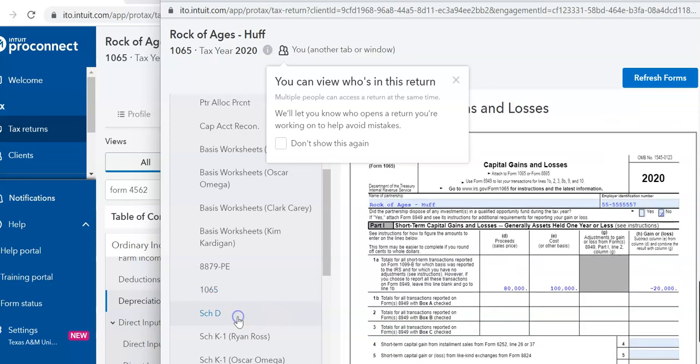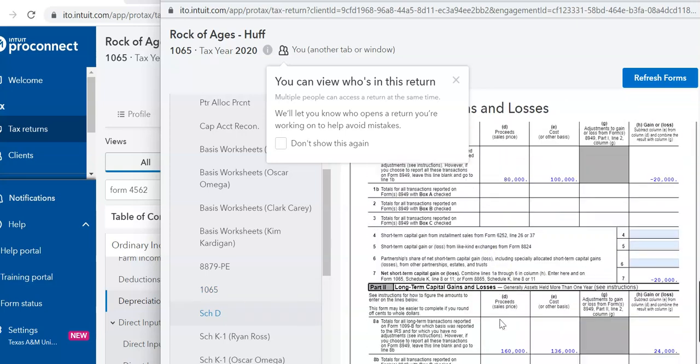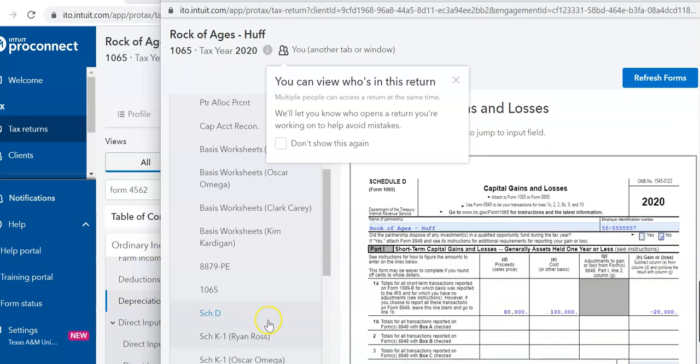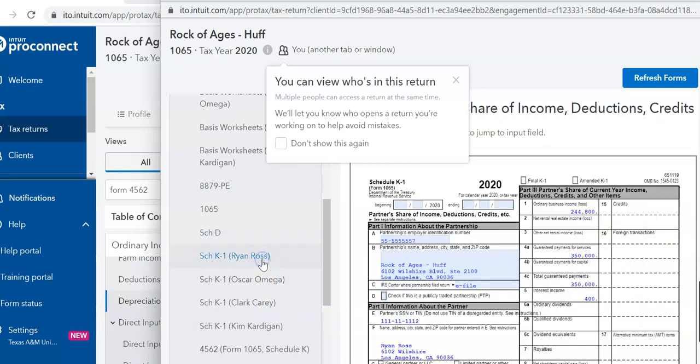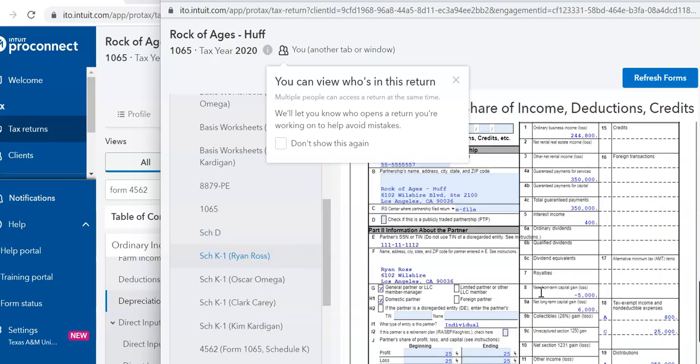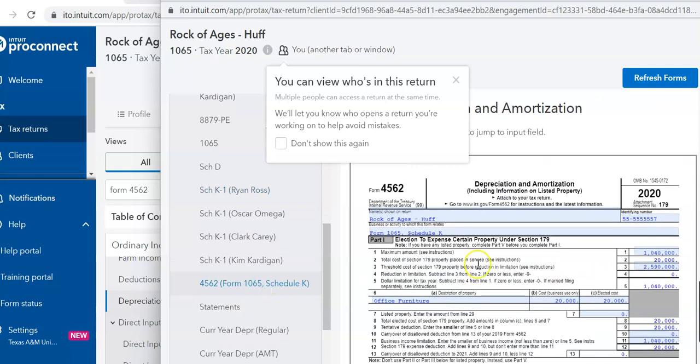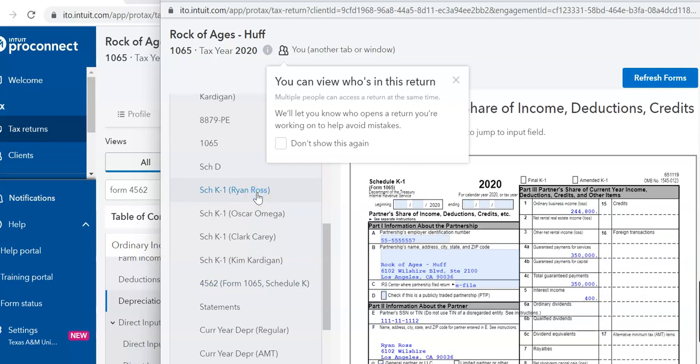All right, and then I have the Schedule D. All right, the assets. We have the Schedule K1s for each person. And then Form 4562, which is the depreciation with the Section 179 deduction. Let me look at that Schedule K. I didn't double check it, but it should be correct because everything else is correct.